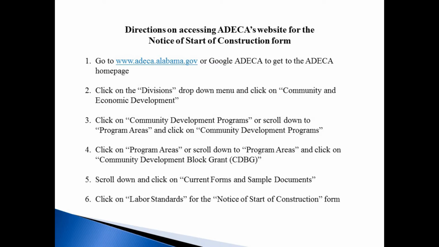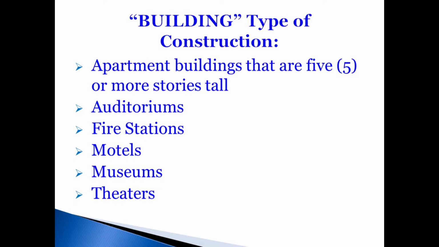Now I'll give you directions on accessing ADECA's website for this Notice of Start of Construction form. Go to www.adeca.alabama.gov or Google ADECA to get the ADECA homepage. Click on the Divisions drop-down menu and click on Community and Economic Development. Click on Community Development Programs or scroll down to Program Areas and click on Community Development Programs. Click on Program Areas or scroll down to Program Areas and click on Community Development Block Grant. Scroll down and click on Current Forms and Sample Documents, and then click on Labor Standards for the Notice of Start of Construction form.